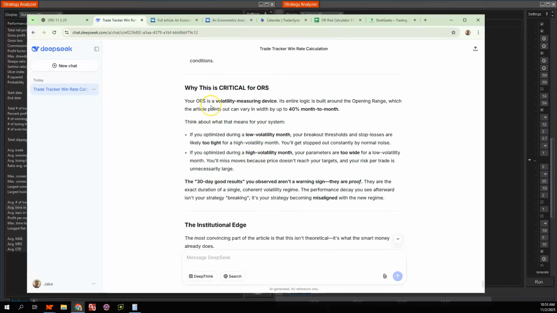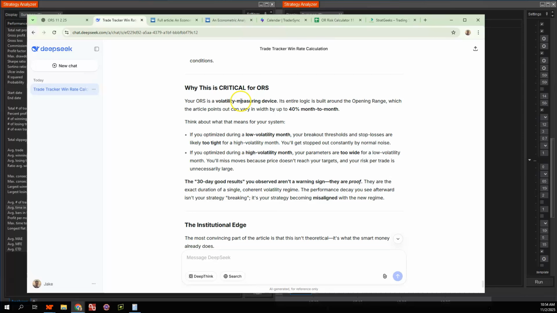Why this is critical for ORS: your ORS is a volatility measuring device. It absolutely is. Because when Trump got in, our average opening range under Biden was like 250 ticks. When Trump got in and all that stuff, suddenly our average opening range was like 450. Almost doubled. Absolutely crazy. And now it's going back down again. The more I observe this, the more I realize it really is 20 to 30 day windows. I'm almost speechless about it.